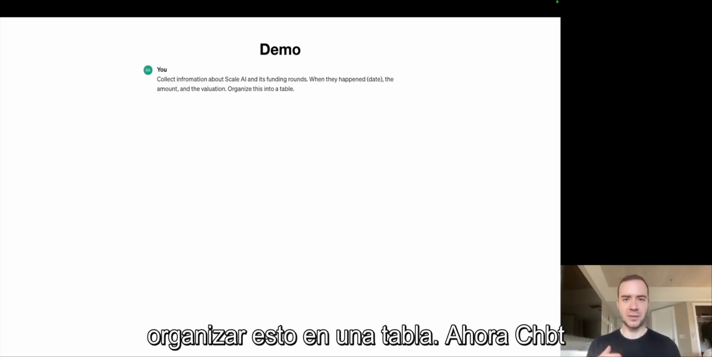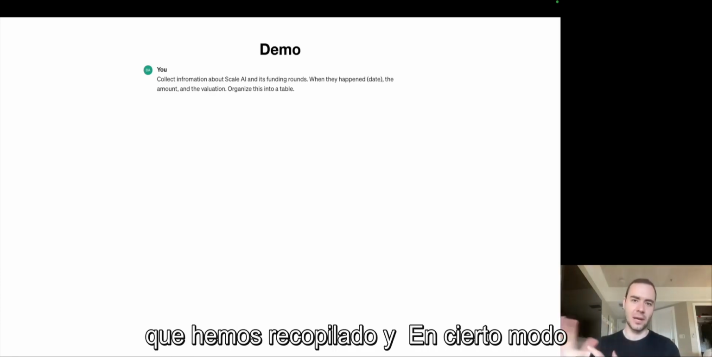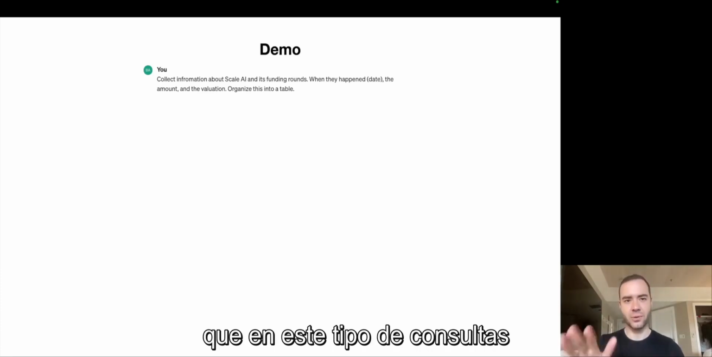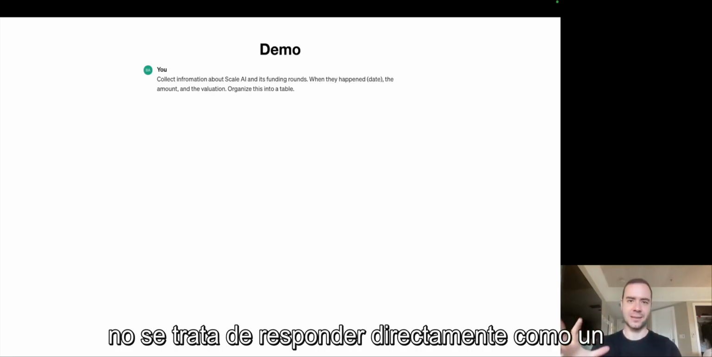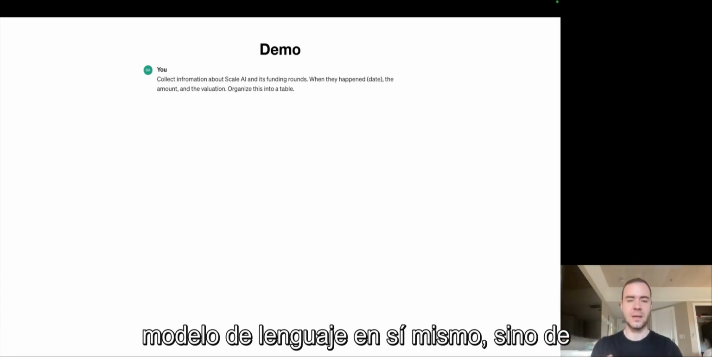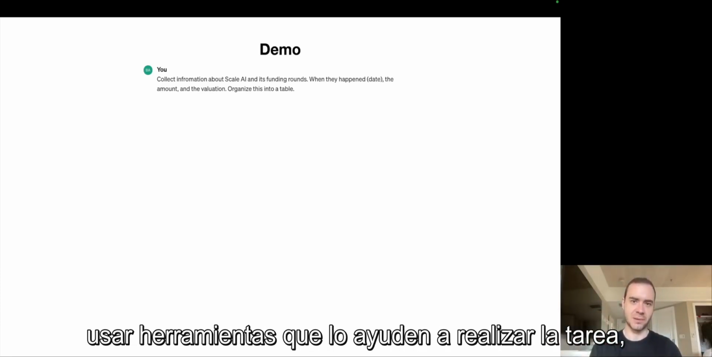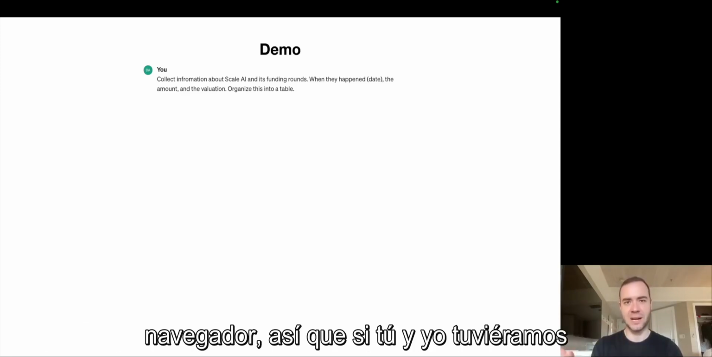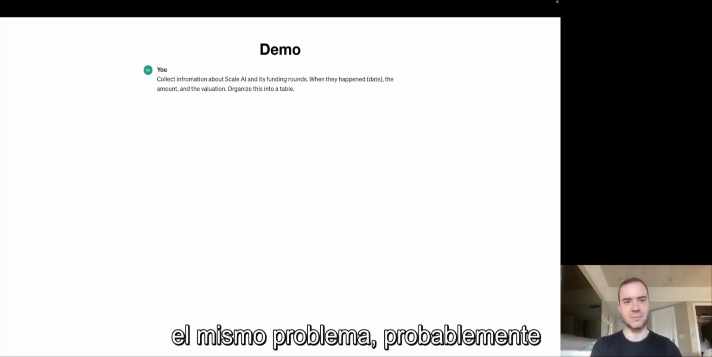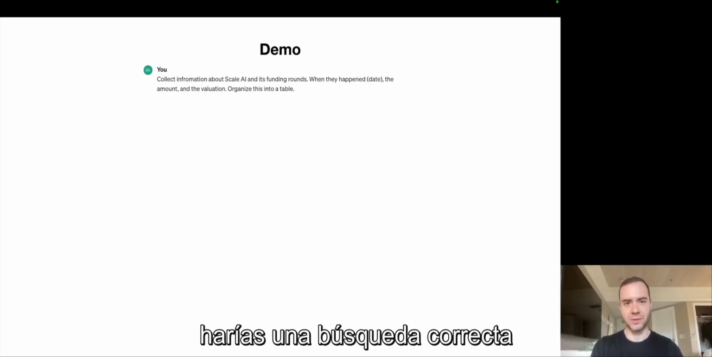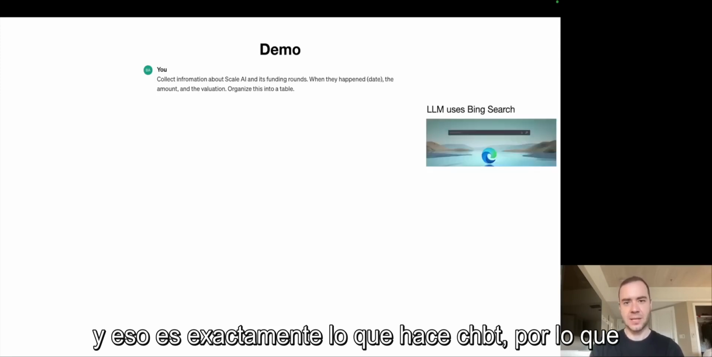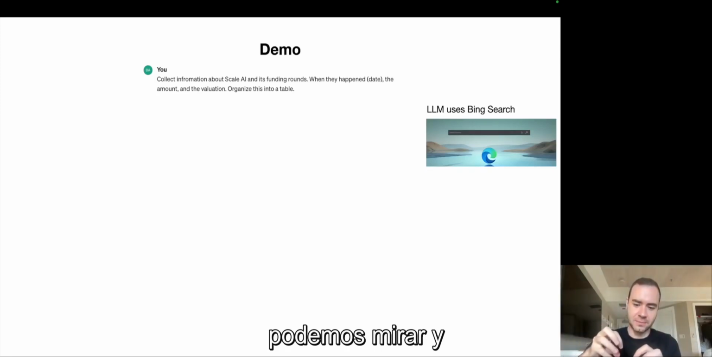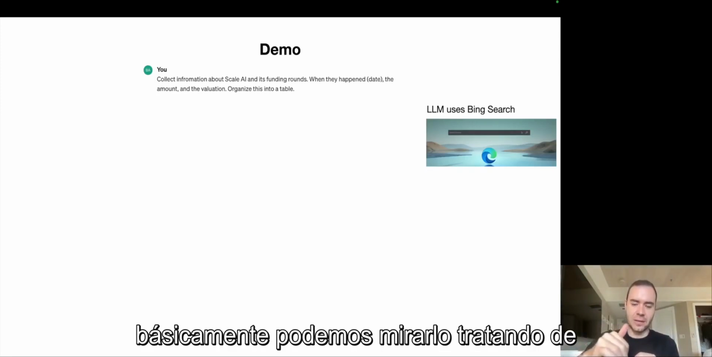Now, ChatGPT understands, based on a lot of the data that we've collected and taught it in the fine-tuning stage, that in these kinds of queries, it is not to answer directly as a language model by itself, but it is to use tools that help it perform the task. So in this case, a very reasonable tool to use would be, for example, the browser. If you and I were faced with the same problem, you would probably go off and do a search, right? And that's exactly what ChatGPT does. It has a way of emitting special words that we can look at, and we can basically look at it trying to perform a search.